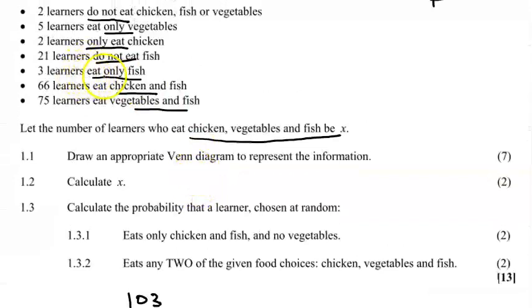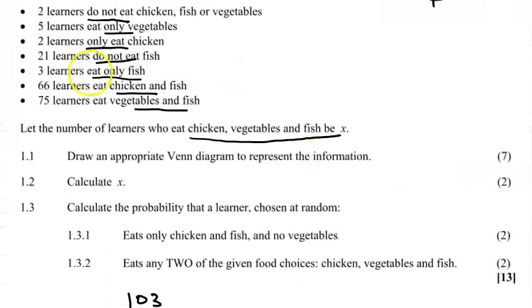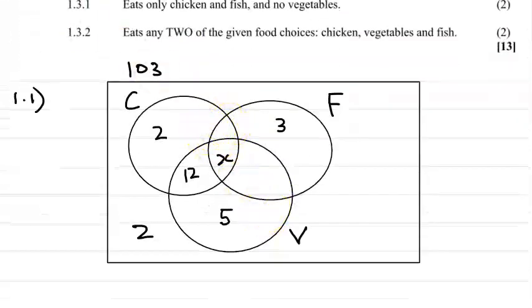The next question, 3 learners eat only fish. Therefore, we put 3 learners there. 66 learners eat chicken and fish. Remember that chicken and fish is basically there. So if 66 eat chicken and fish, therefore it's going to be 66 minus X. So here we would now put 66 minus X.